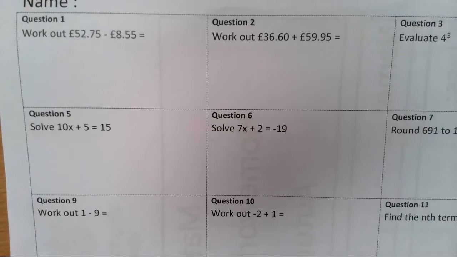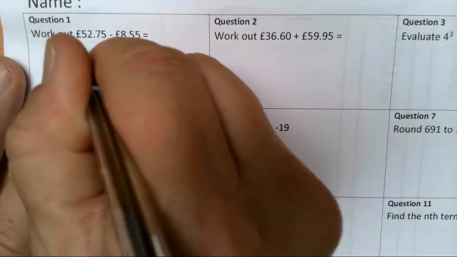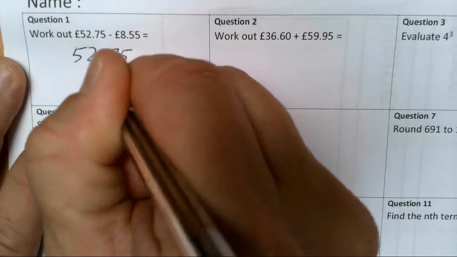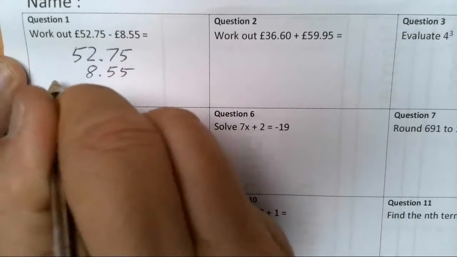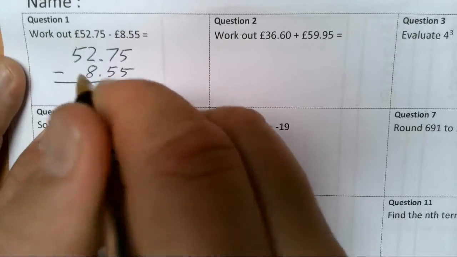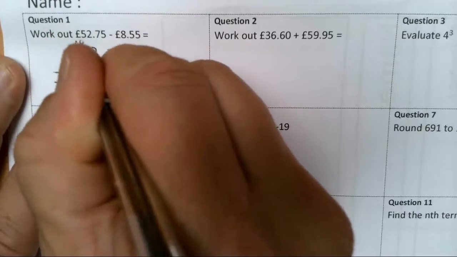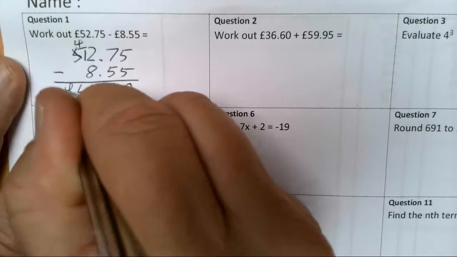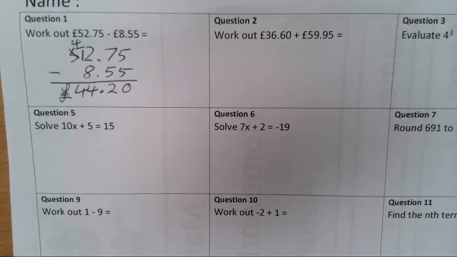Homework 81.1, question 1, we've got a decimal subtraction, £52.75. If I just take away £8.55, do it as a column subtraction, 0, 2, that won't work, 12 take away 8 is 4, £44.20.